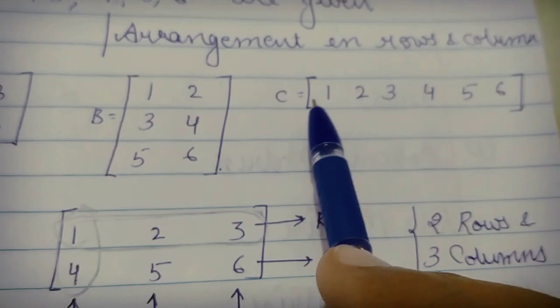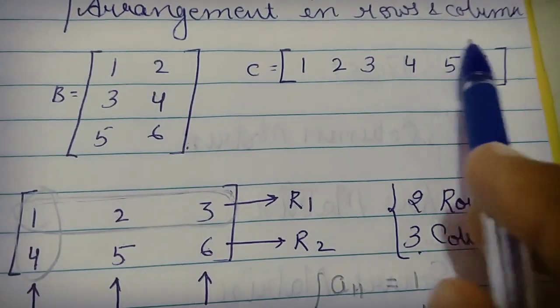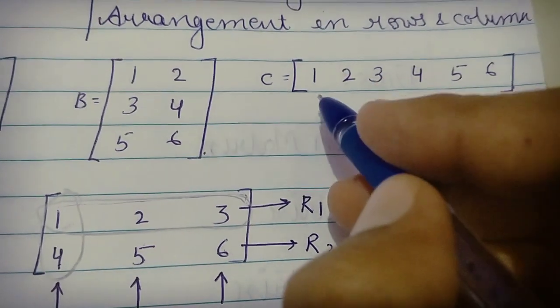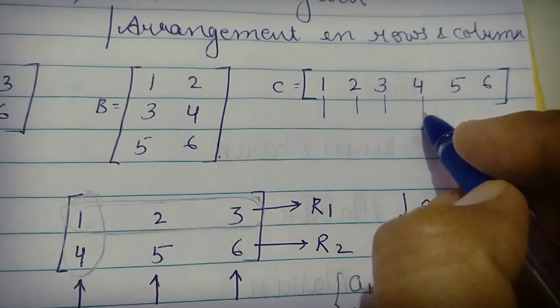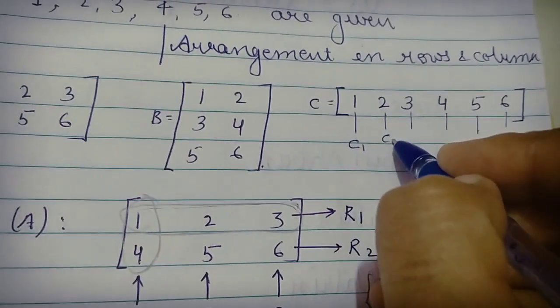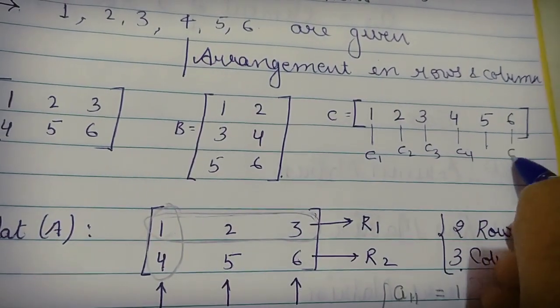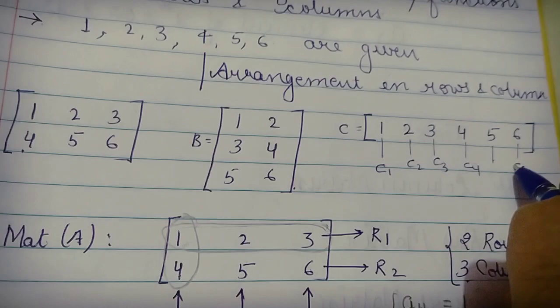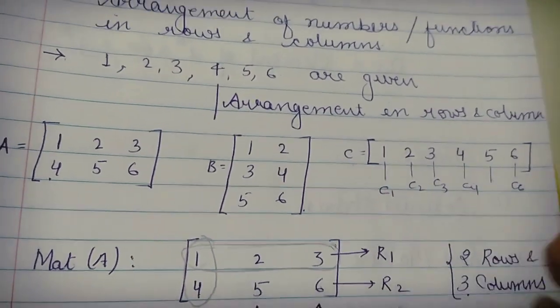Similarly, in this matrix there is a single row and how many columns? This is the first column, second column, third, fourth, fifth and sixth. This is column 1, column 2, column 3, column 4, column 5 and column 6. That's why the order of this matrix is 1 by 6.